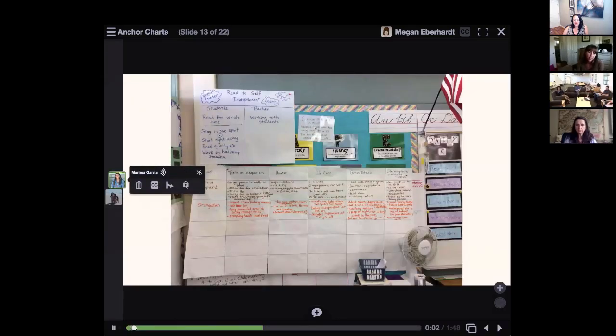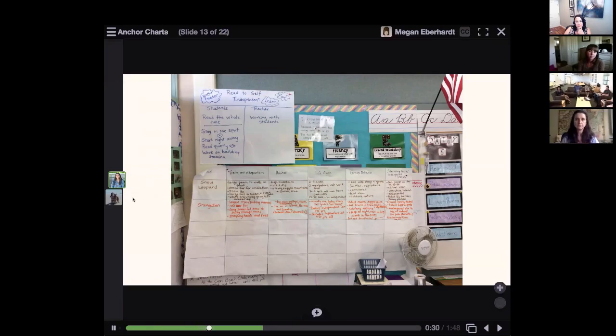I will be focusing on the Read to Self independent chart. The chart has supportive words such as fun, learn, and better reader. There is a T chart with one half being the expectations of students during independent reading. So that's reading the whole time, staying in one spot, starting right away, read quietly, and work on building stamina. The other half is expectations of the teacher during independent reading, where the teacher is working with students.